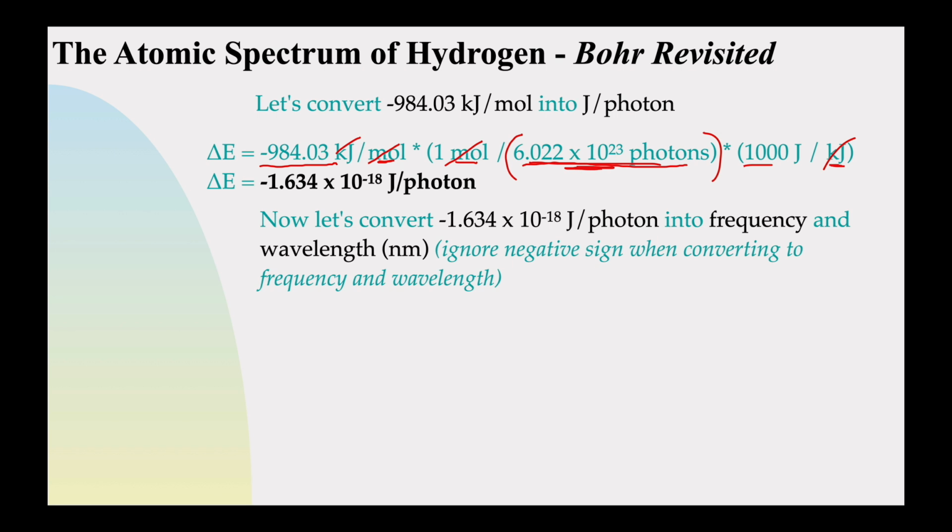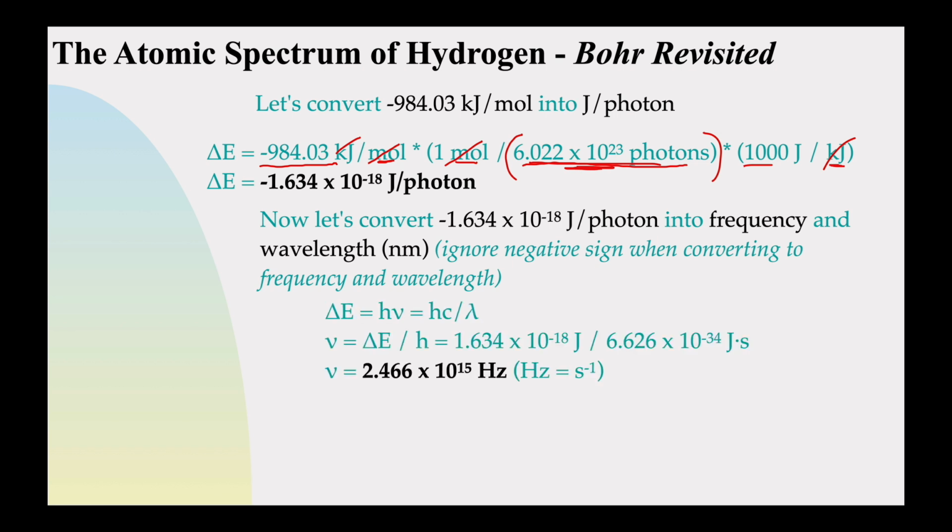So even though the answers technically should be negative numbers, we're going to follow the convention and just call frequencies and wavelengths positive numbers. All right, so just realize that in the back of your mind. Now, energy equals h nu equals hc over lambda. So let's calculate the frequency first. That's this little person right here.